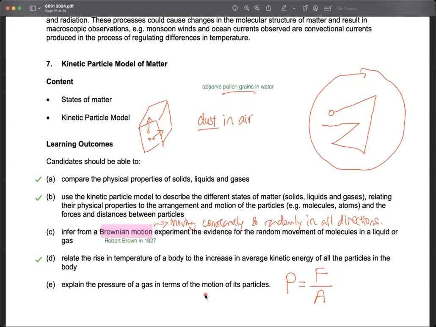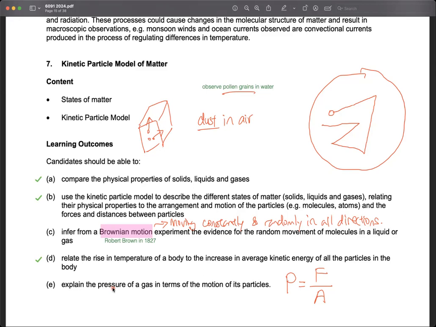Okay, so gas particles will move constantly and randomly as well. You understand that, right? So the greater the force the particles exert on the surface, the greater the gas pressure will be. Are you all with me?